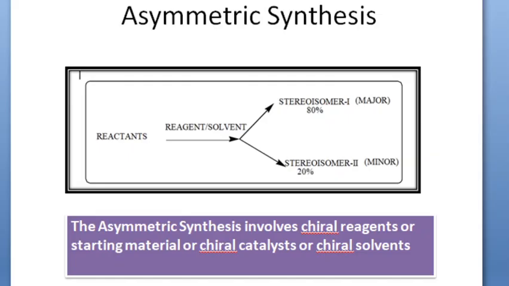Schematically you can represent something like this. You are taking a reactant that may be chiral or may not be chiral, sometimes prochiral, and in the presence of a reagent or a solvent or a catalyst. Here we make use of the reagent, solvent or catalyst to convert the reactant into products. The reactant may be chiral, the reagent may be chiral, the solvent may be chiral, or the catalyst may be chiral.